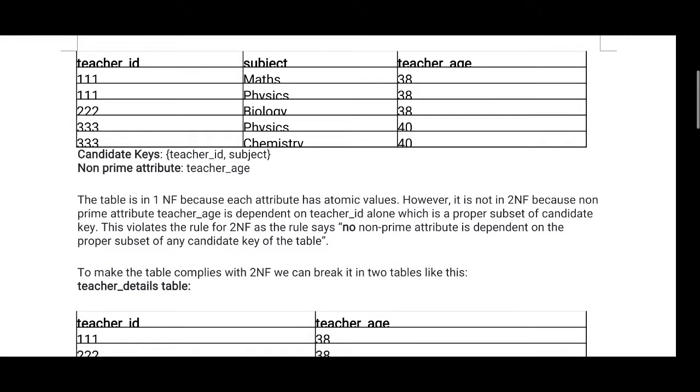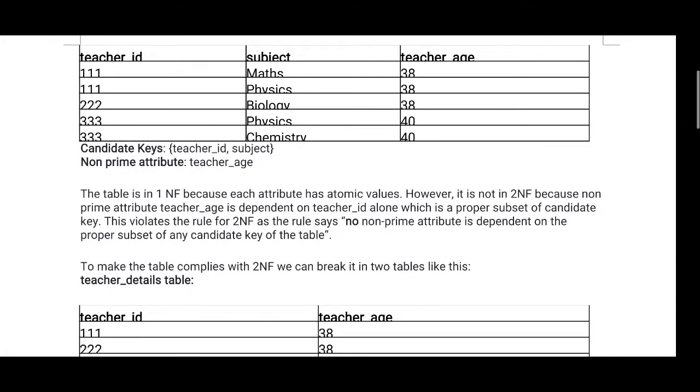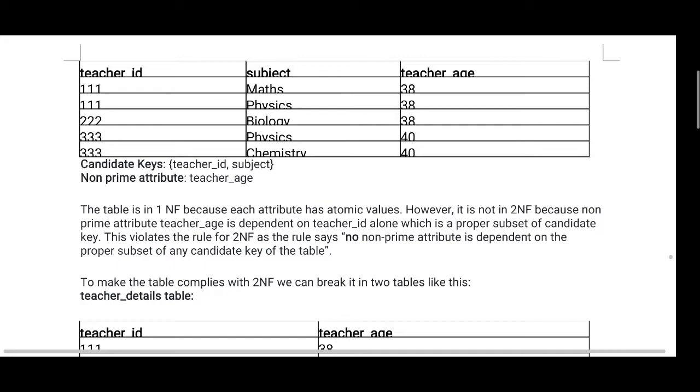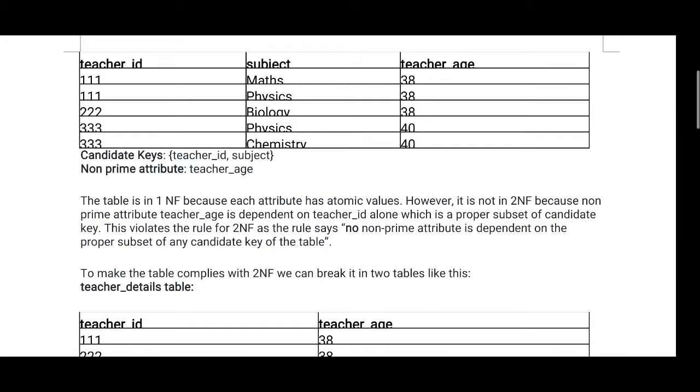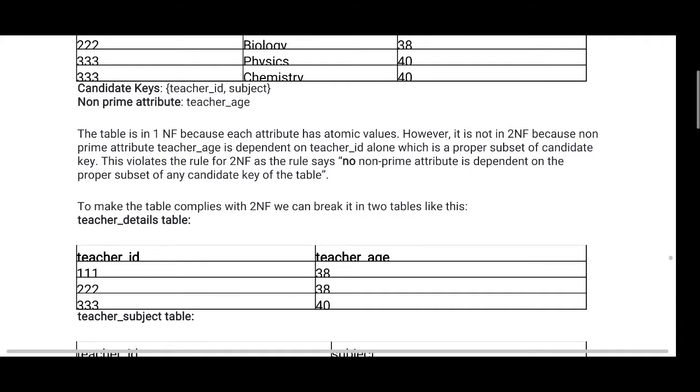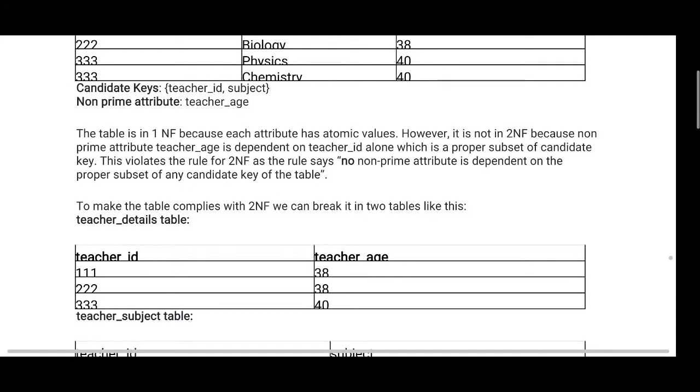Here the table is in first normal form, as each row and column contains a single, atomic value. However, it is not in second normal form because the non-prime attribute teacher age is dependent on teacher ID, which is a proper subset of the candidate key. Here the table violates the second normal form. To satisfy the second normal form condition, the table is divided into two.